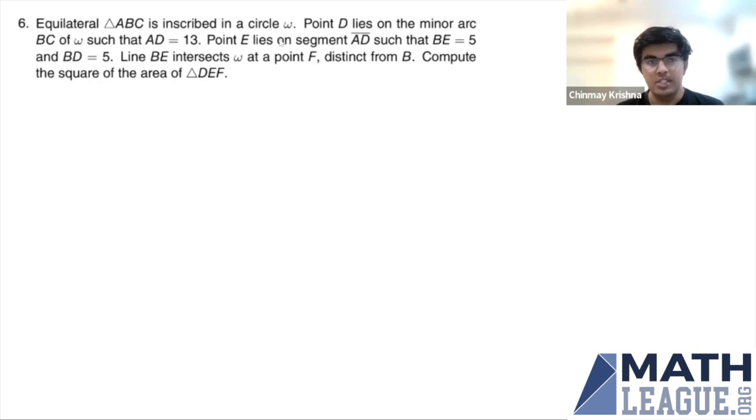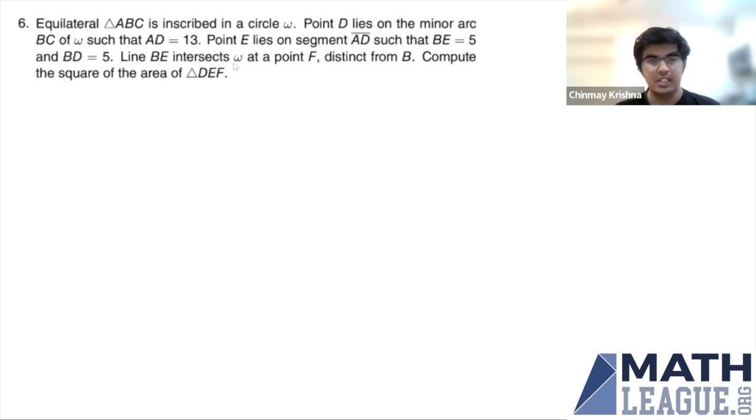Right, so I'll be going over number 6 from the target round. And here we go. So equilateral triangle ABC is inscribed in a circle omega. Point D lies on the minor arc of BC of omega such that AD equals 13. Point E lies on segment AD such that BE equals 5 and BD also equals 5.